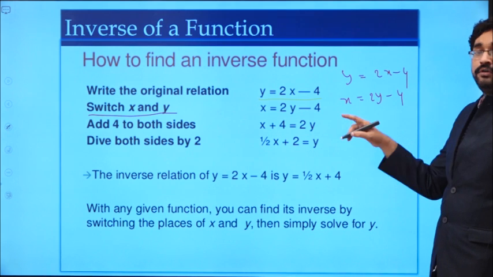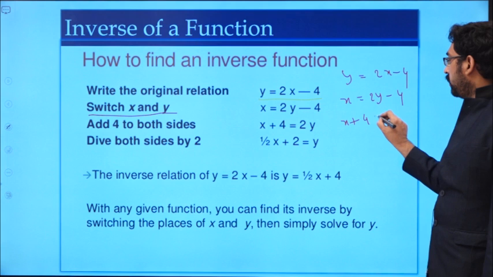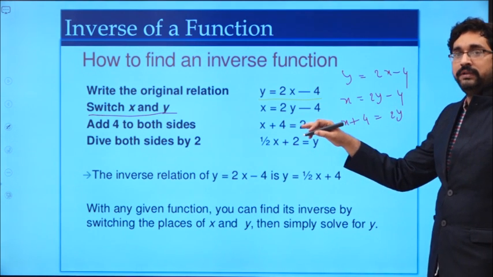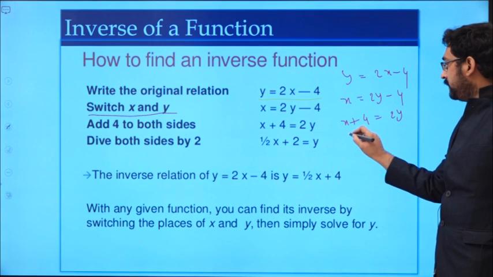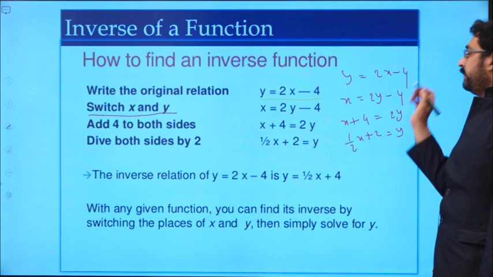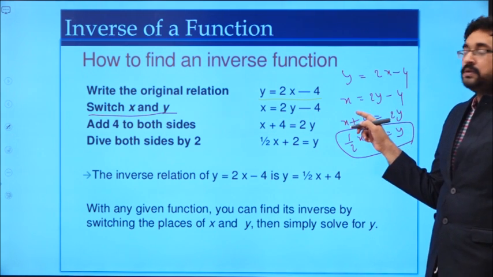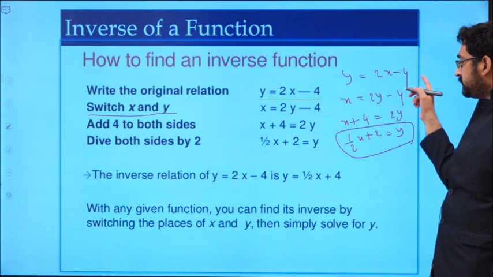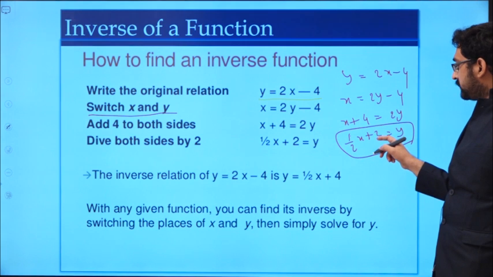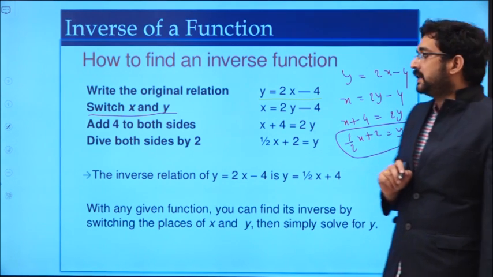Then add 4 to both sides. Then we will get x plus 4 equals 2y. Then divide by 2 on both sides. We will get 1 by 2 into x plus 2 equals y. So this is the inverse for the given function. So for the given function y equals 2x minus 4, the inverse function will be 1 by 2 into x plus 2.